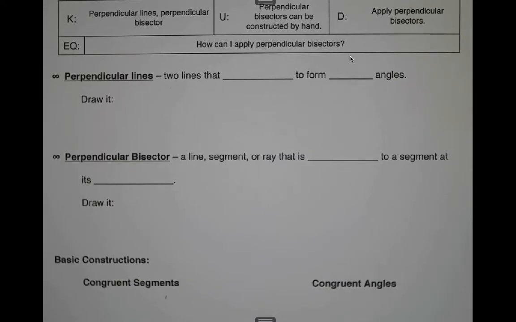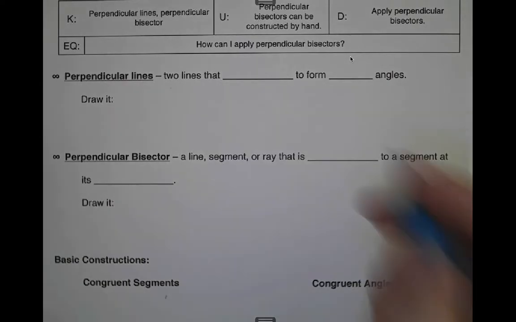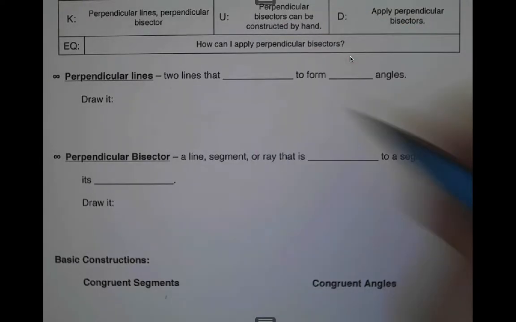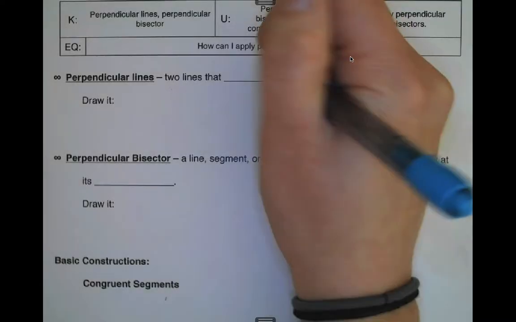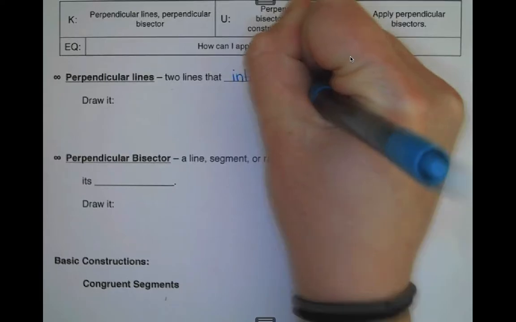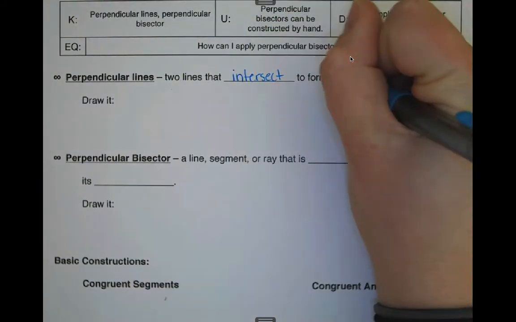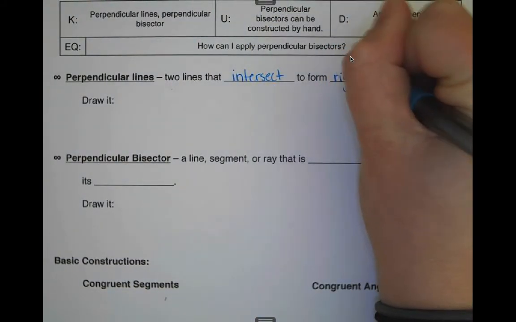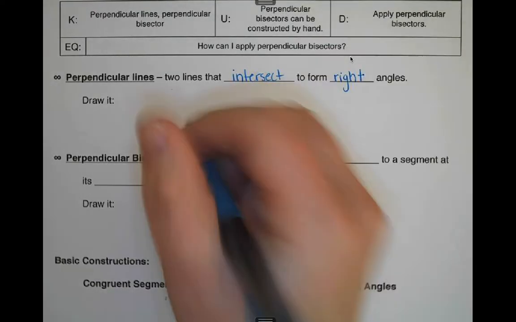We will not be constructing in the core geometry class. So the main thing is that you could recognize these types of segments or angles from a picture, and that's what we're going to fill in here. Perpendicular lines: two lines that intersect to form right angles. We know that right angles measure 90 degrees.